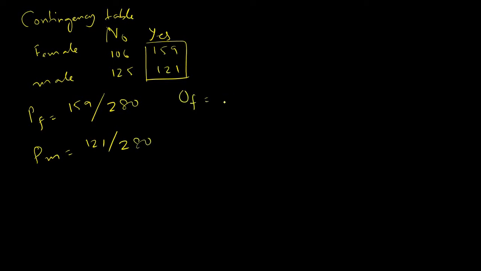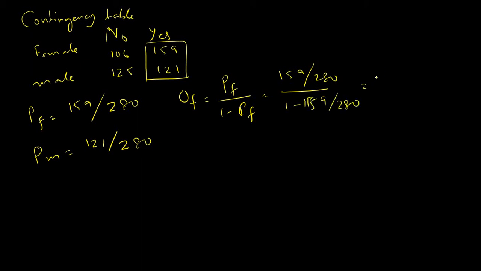The odds of female buying the item will be probability of female divided by 1 minus probability of female, which is 159 by 280 divided by 1 minus 159 by 280. This will be 159 by 280 divided by 121 by 280, and this will be 159 by 121.